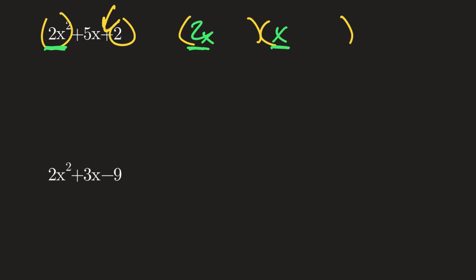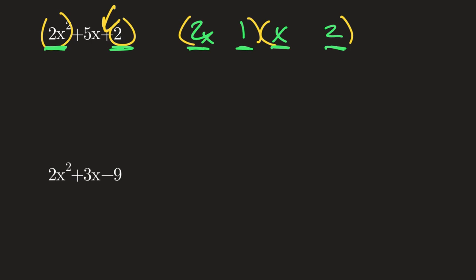Look at this last number. It's a 2. We know that the last two things in the parentheses are going to give us the last number. What's the only way to multiply and get 2? 1 times 2. Okay, so watch this. We're going to go 1 times 2. Okay, what's the last sign? The last sign is a plus sign.